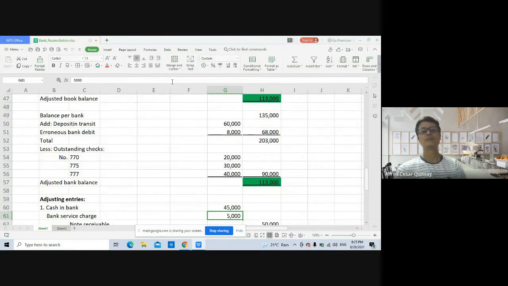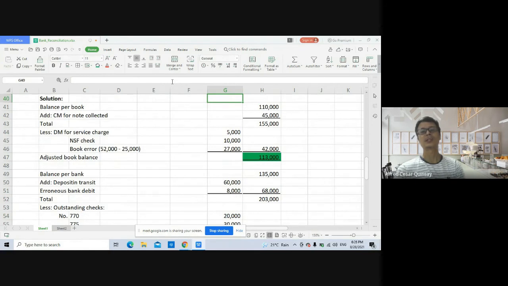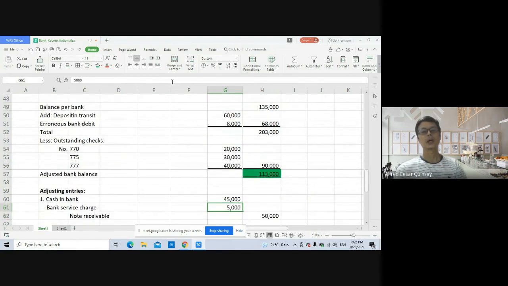And the bank service charge of 5,000. Since expense is debited, we debit it for 5,000. So the account is bank service charge. This is the total of the notes receivable. If you still remember, the total proceeds from the customer is 50,000. But the bank only credited 45,000 and the rest, 5,000, was charged by the bank for the service charge. So that's why debit to cash in bank.